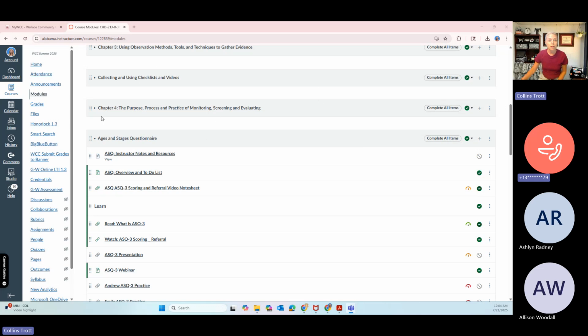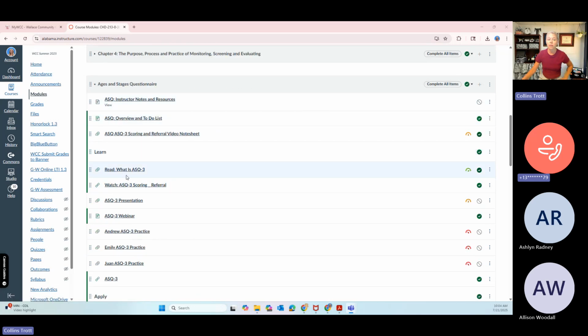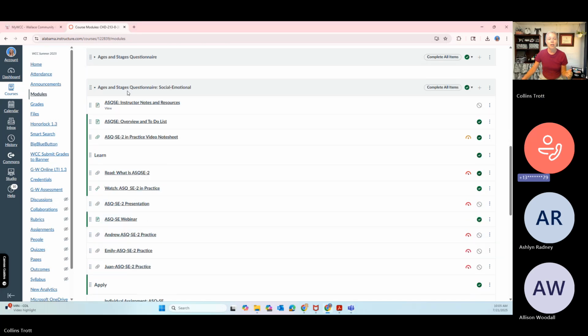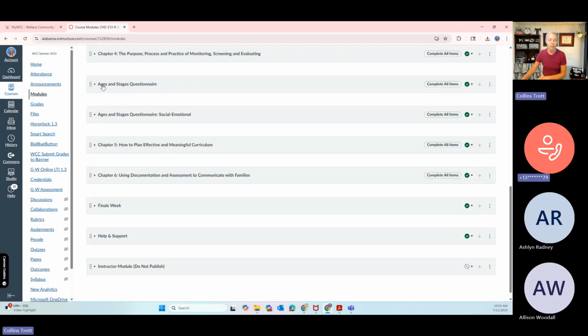But in our modules, underneath the ages and stages questionnaire, I have information about ASQ. You should have already read that information and looked through the presentation. You should have been doing all of that stuff. But we're going to be looking at these students down here. So we're going to look at Andrew, and then we're going to look at Emily. For the social emotional, same thing. There's all of this information for you guys to look at, so you can understand what it is and why we're doing these screeners. And then you can see Andrew's and Emily's. Those are the two that we're focusing on today for our practice.